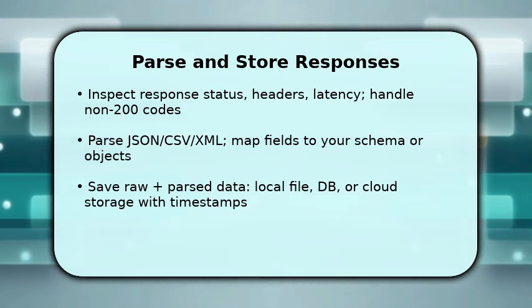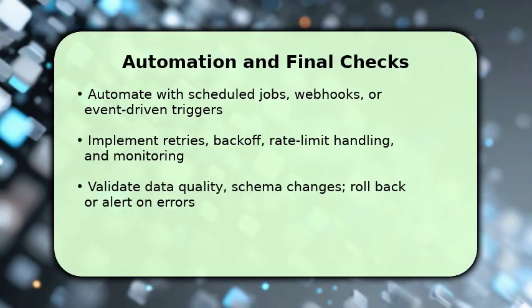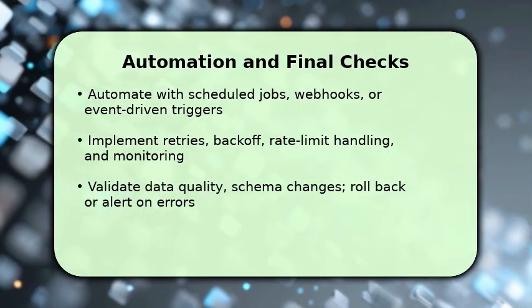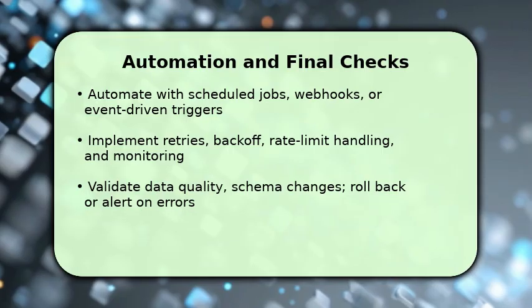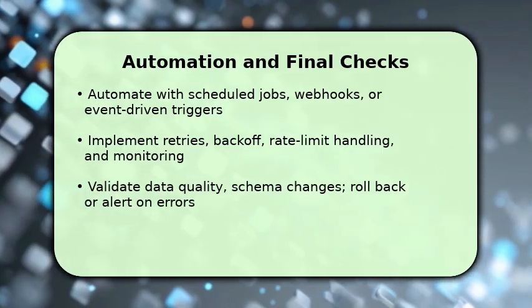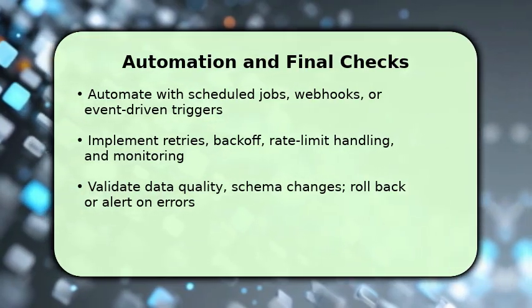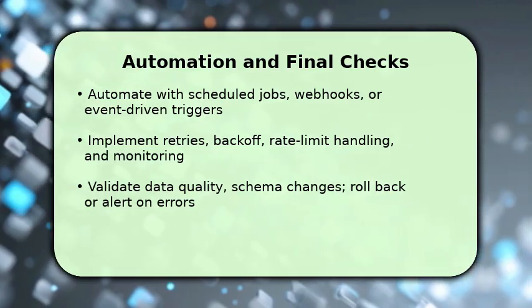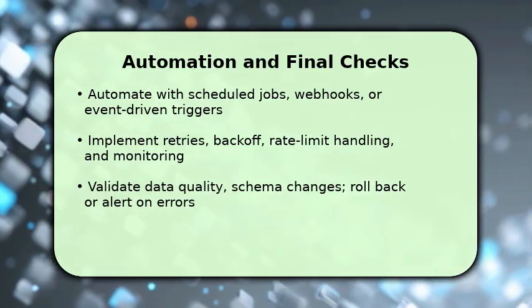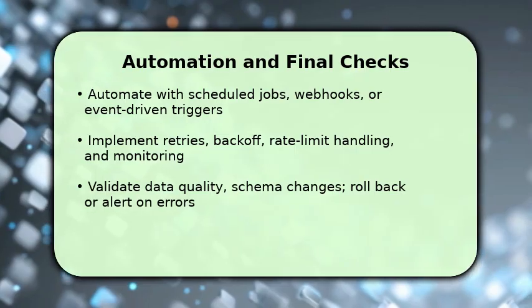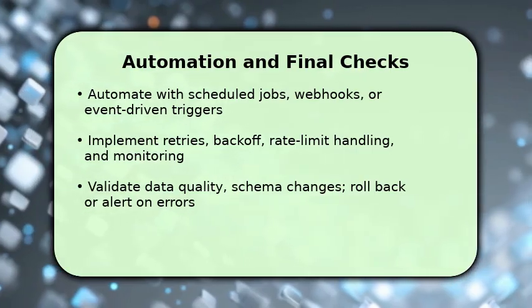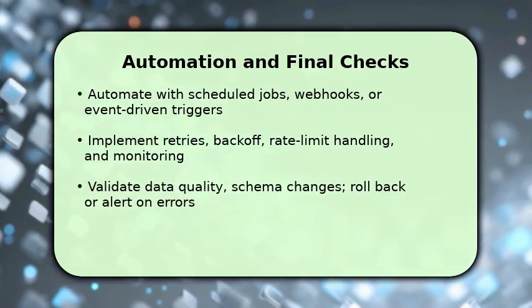you finish by automating collection. Schedule cron jobs, use webhooks, or hook into event streams so data arrives reliably. Make sure your automation includes retry logic with exponential backoff, respects rate limits, and records failures to monitoring. Validate incoming data for schema drift or missing fields and run sanity checks. If something breaks, fall back to stored raw data and notify the team.